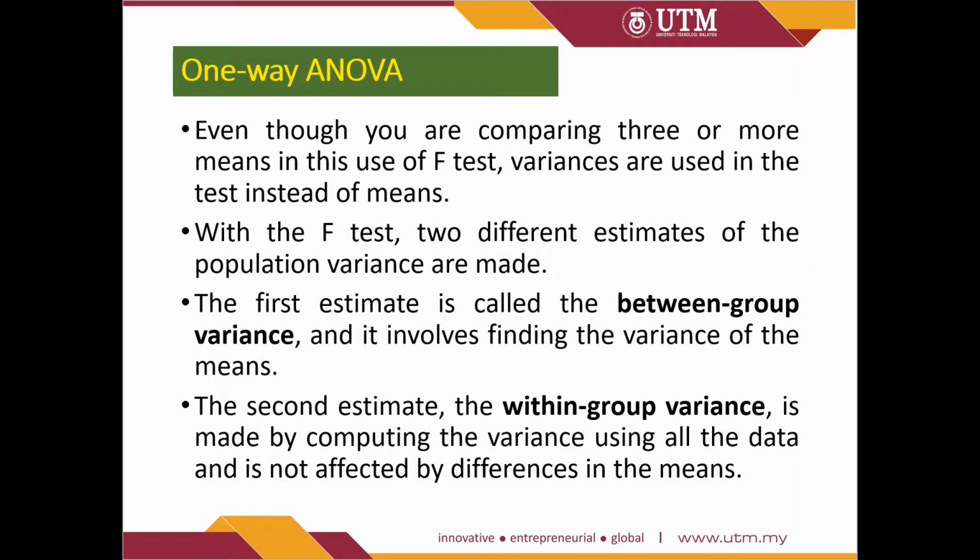Even though you are comparing three or more means in this use of the F-test, variances are used in the test instead of means. With the F-test, two different estimates of the population variance are made. The first estimate, we call the between group variance, and it involves finding the variance of the means. The second estimate, the within group variance, is made by computing the variance using all the data and is not affected by differences in the means. You will understand more when we do the example.